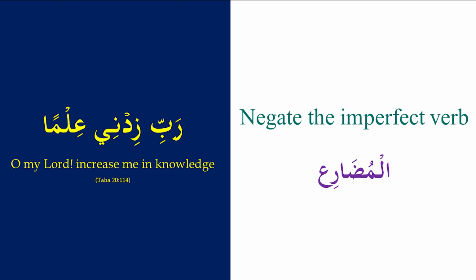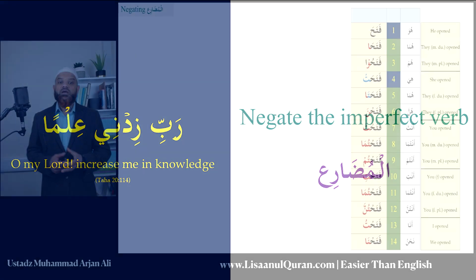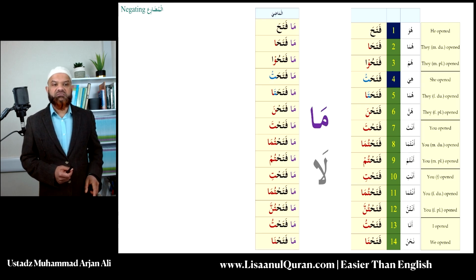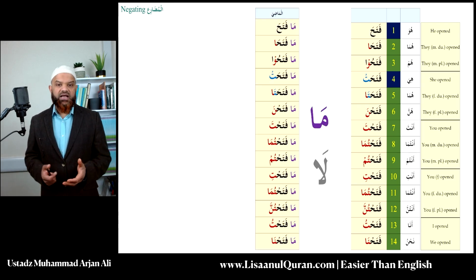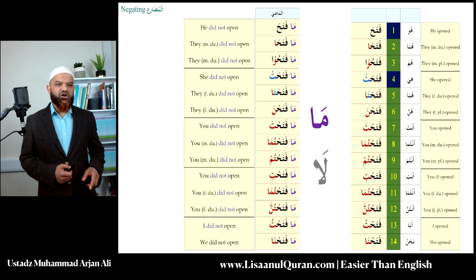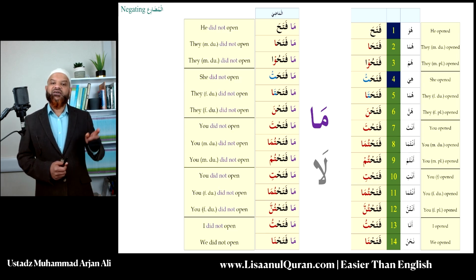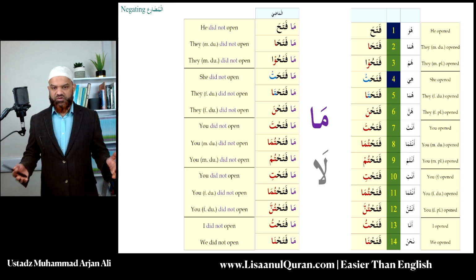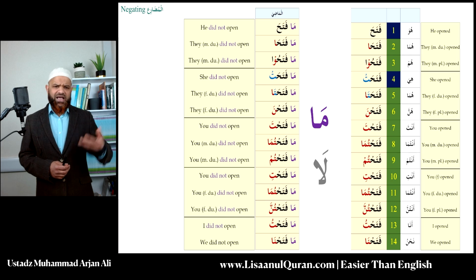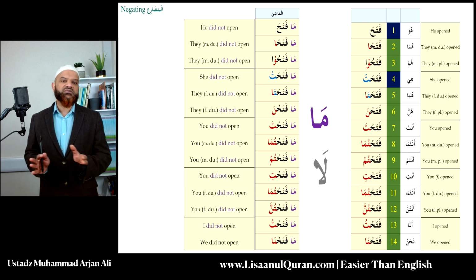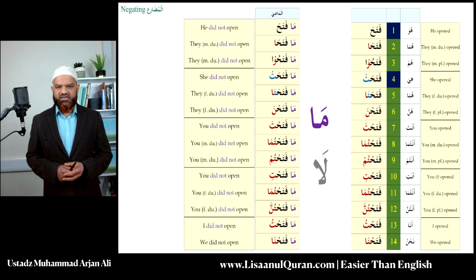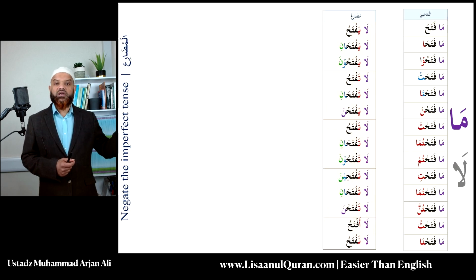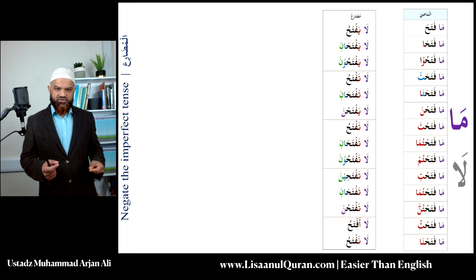Negating al-mudari, the imperfect verb. Now, if you recall, when we did the madi, we said that we can negate the madi by using ma or occasionally la to negate the meaning of the past tense. So, for example, fataha, he opened. Ma fataha, he did not open. We went through this in some detail. La can also be used, but predominantly it is ma that is placed in front of the madi to negate its meaning. So with the madi, we have ma or la. Ma predominantly used, la rarely used.